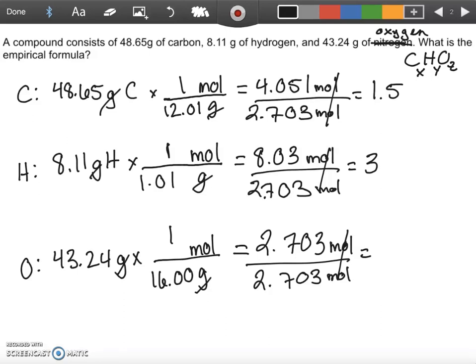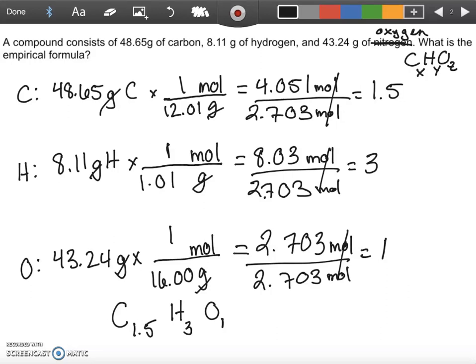And for this last one, this just divides out to be 1. Okay? These are our simple ratios. They're not our whole number ratios, but we can get them there. We'll start by putting them into the formula. Okay? So we have C 1.5, H 3, O 1. Okay? That's the simplest ratio, but it's not the whole number ratio.